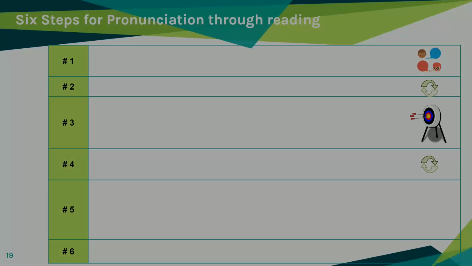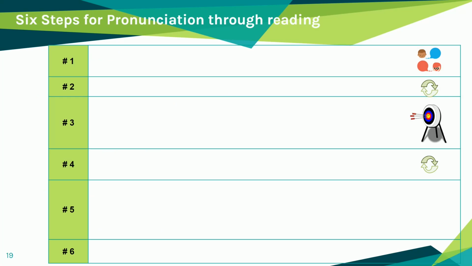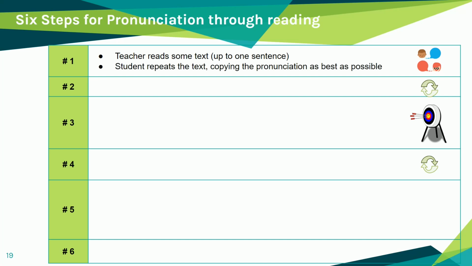There are 6 steps for pronunciation, so let's go through those now. This is a very simple 6-step basic process, and step number 1 would be to read out the text up to one sentence or even half a sentence, and then the student will repeat it. They'll copy the pronunciation that you've given them as best as possible. So you do that and repeat it again.